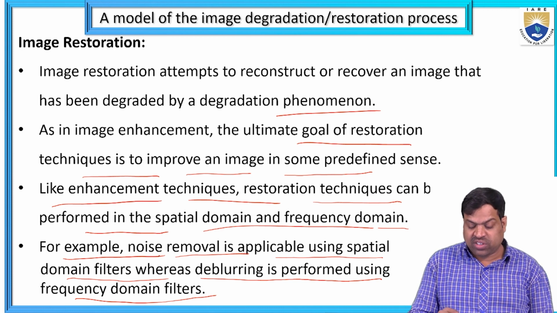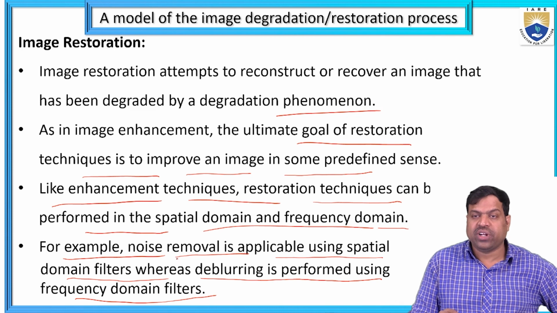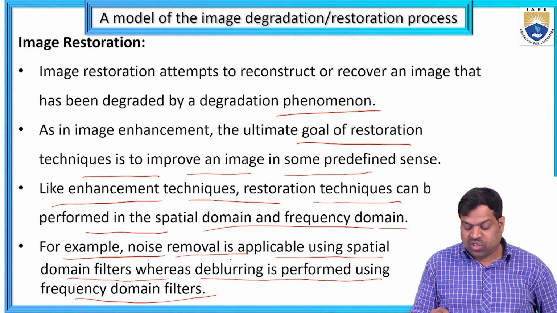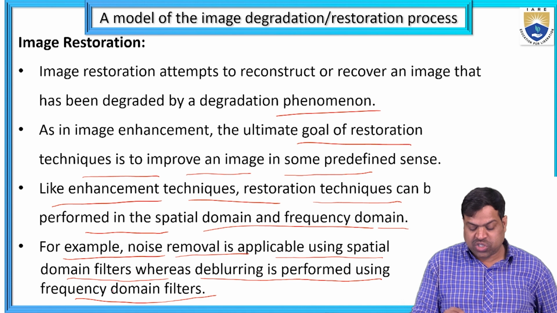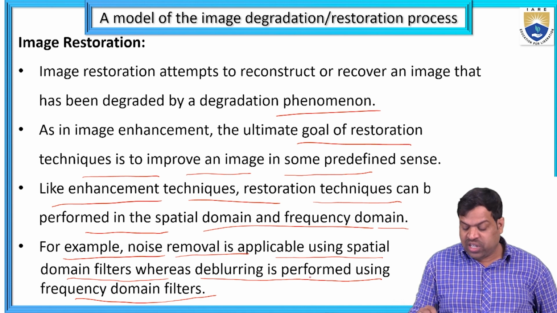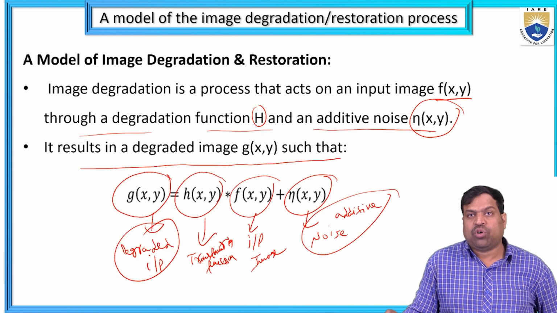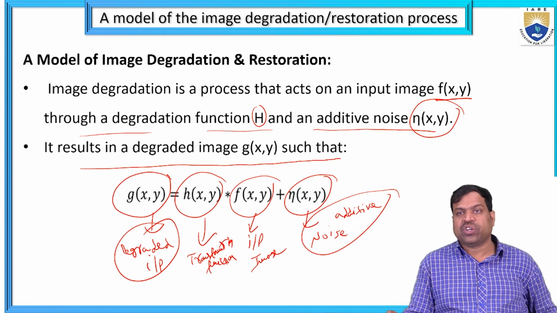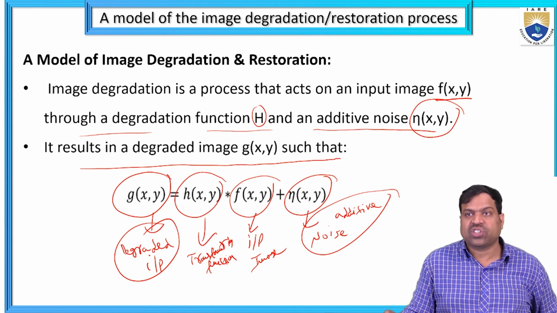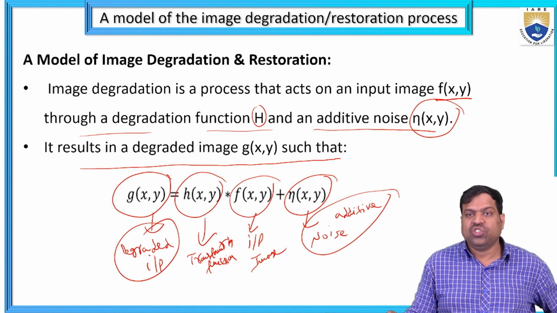As an example, what is the use of enhancement techniques in the spatial domain and the frequency domain? Noise removal is applicable using spatial domain filtering, whereas deblurring is performed using frequency domain filtering. Okay, so what is the model of the image degradation and restoration function? Image degradation is a process that acts on an input image f of x comma y through a degradation function h and additive noise nu of x comma y. The result of the degradation function, g of x comma y, is g of x comma y equal to h of x comma y into f of x comma y plus nu of x comma y.